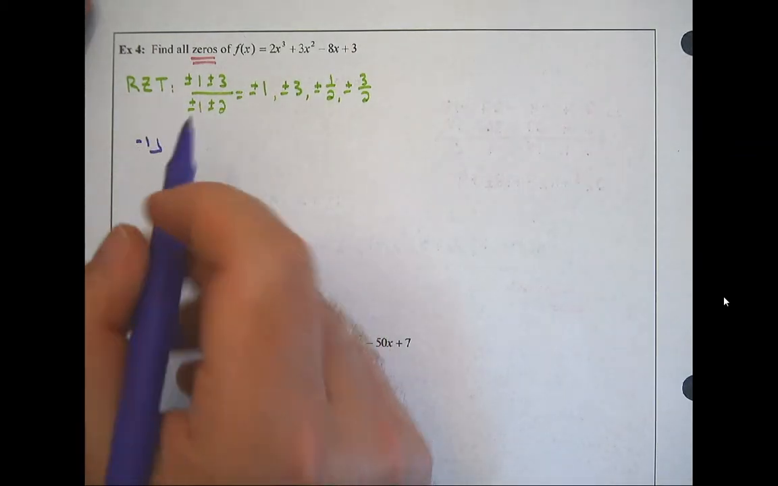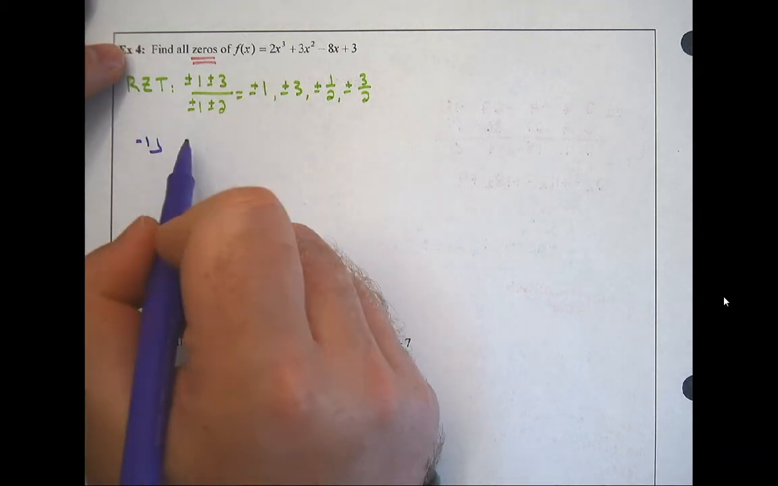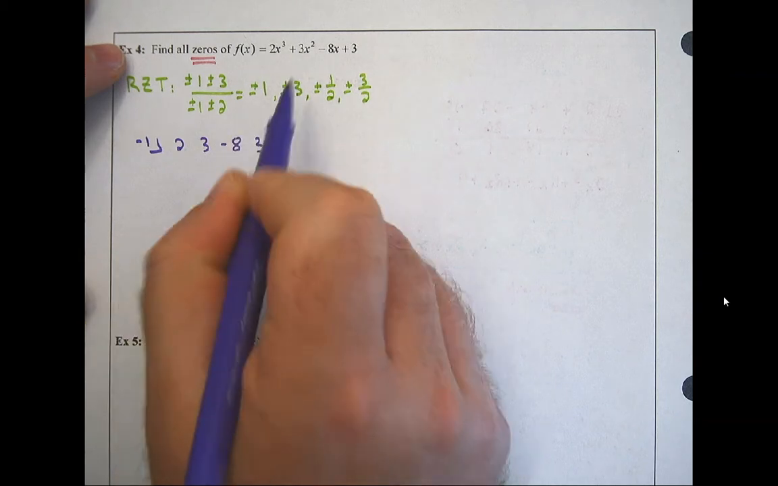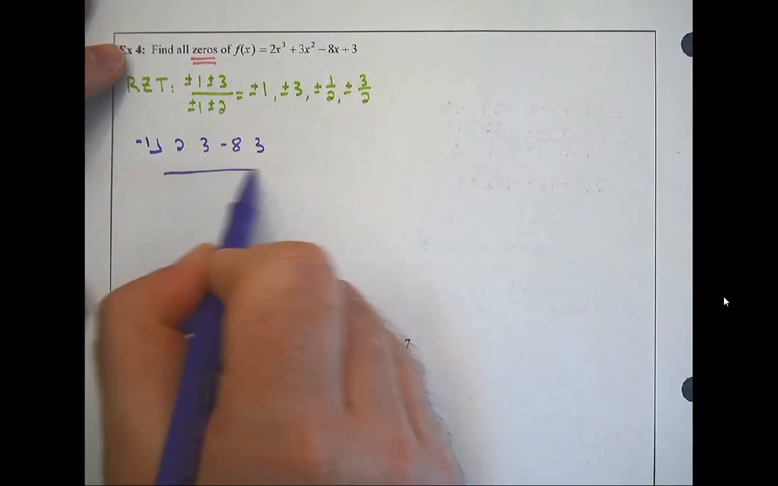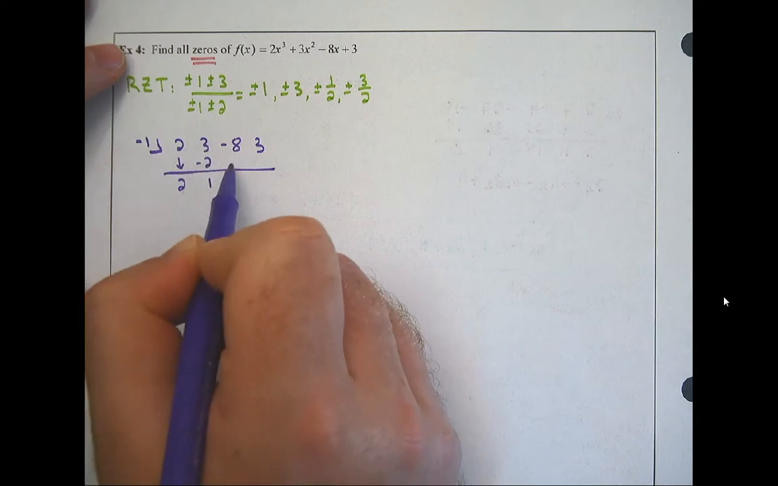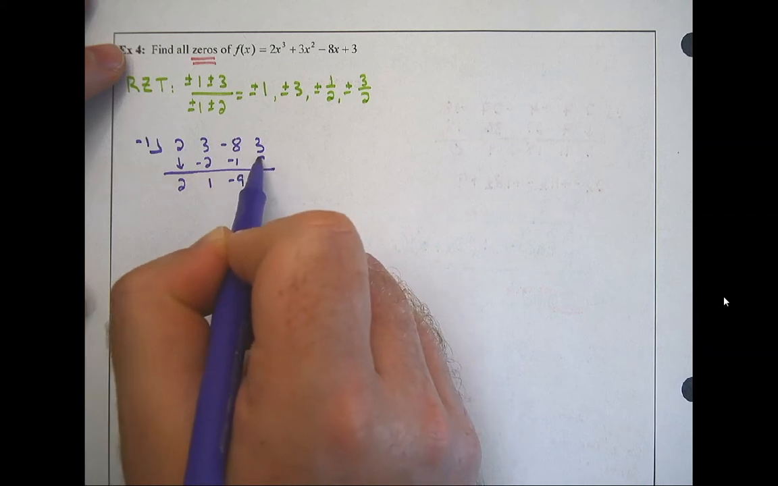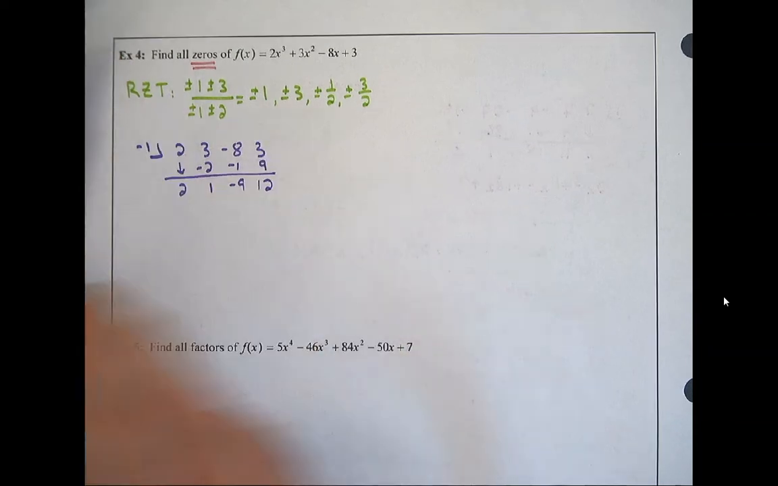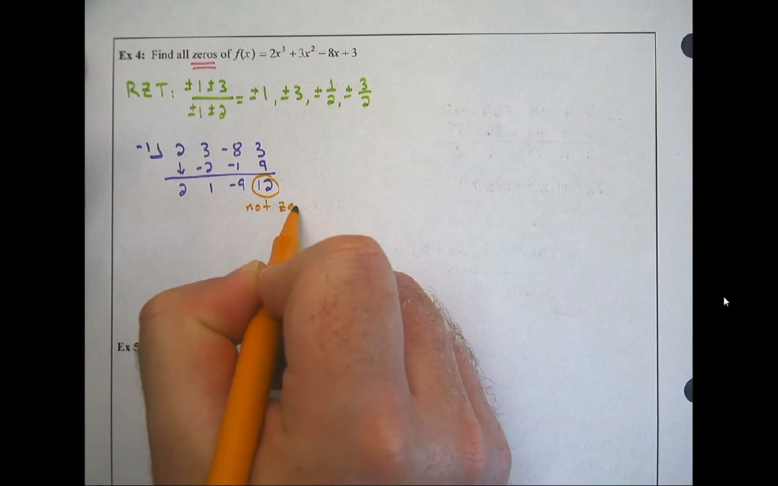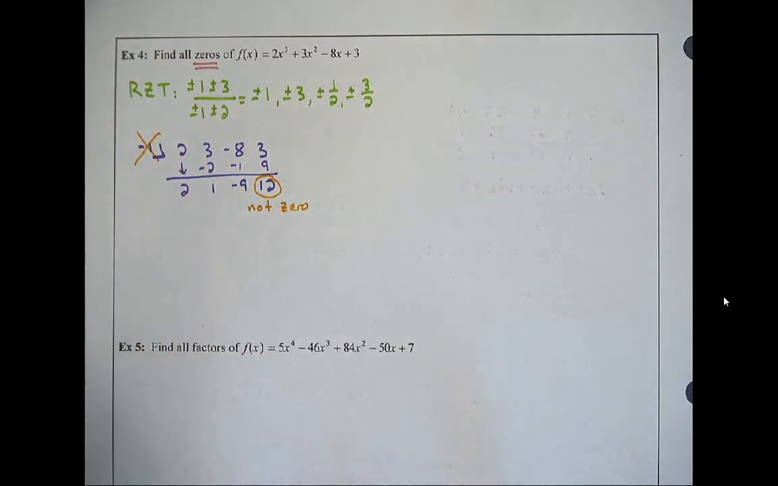So -1 into... Now I can do this synthetically. So 2, 3, -8, 3. I go 3, 2, 1, none, so I don't have to add any zeros. The 2 drops. That's -2. Add it up, that's 1. That's -1. That's -9. That's 9. That's 12. Because this, our remainder, is not 0, -1 is eliminated as something that does not divide into f of x. So we should try something else.